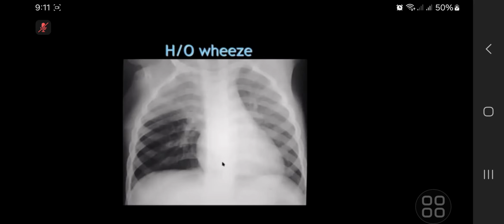Okay. It's a frontal chest radiograph in a young patient with a history of wheezing. There is a hazy, diffuse homogeneous opacification of the right upper zone, as well as almost the whole left hemithorax.